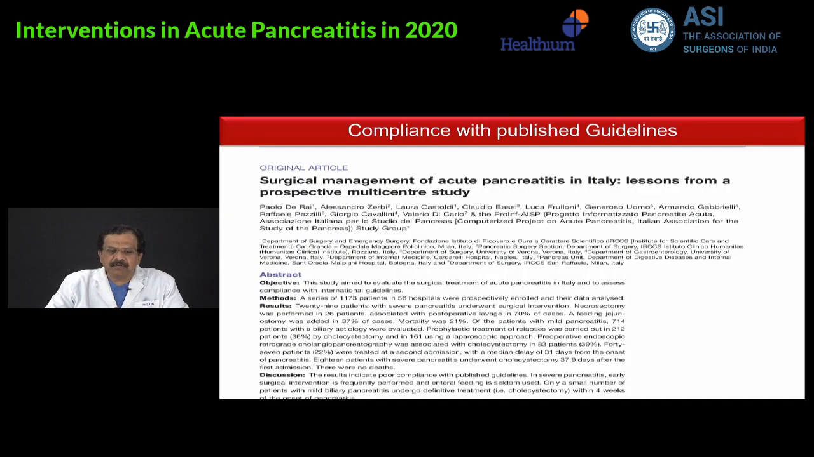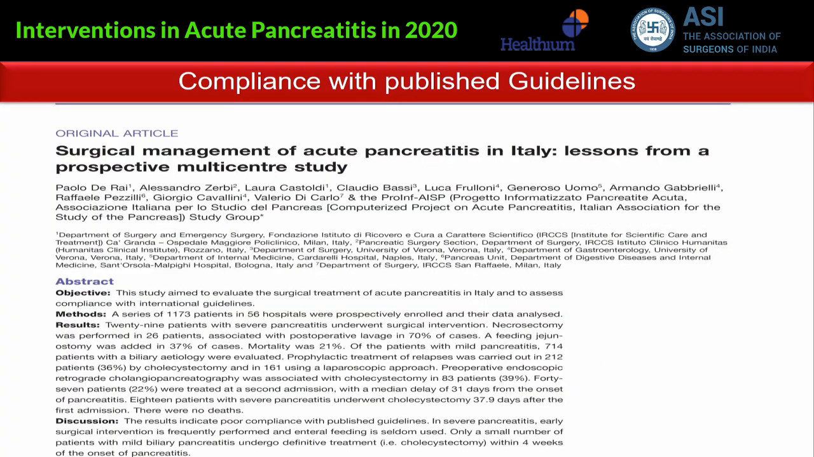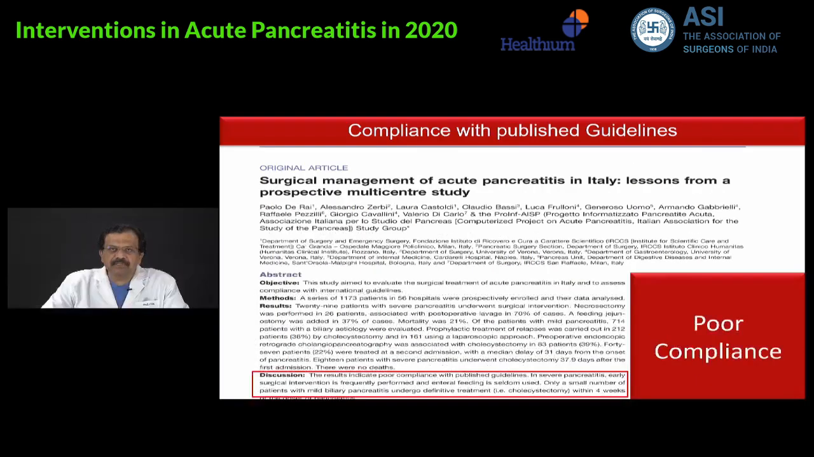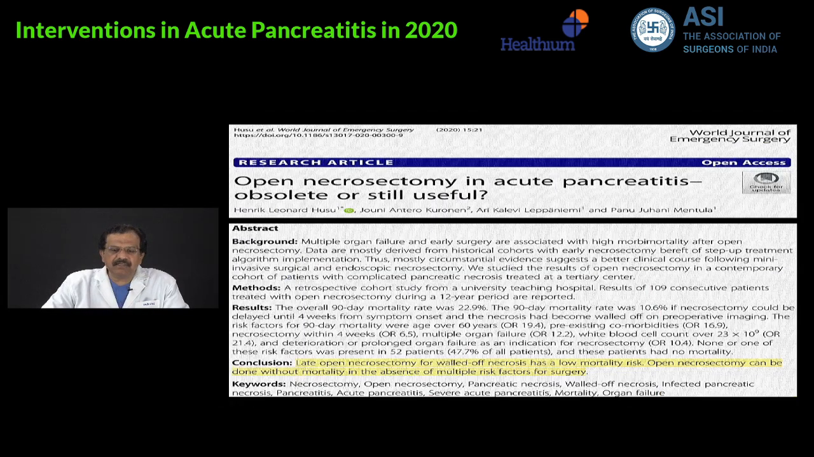available. But surprisingly, what happens to the compliance? Now we have guidelines, we show that these procedures can be done, but what is the compliance to these minimally invasive techniques? There is absolutely poor compliance to these minimally invasive techniques that we practice. And the question that is repeatedly asked is, is open necrosectomy still obsolete?